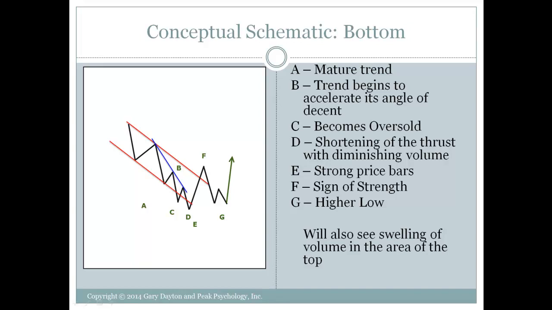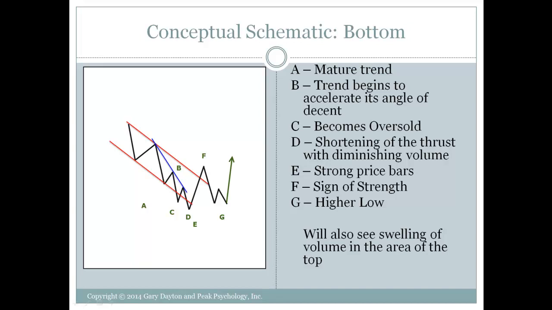Again, we have a mature trend. We're not just breaking out from a trading range, which is indicative of the beginning of a trend, not the end of a trend. So we have to have a mature trend, and the trend begins again to accelerate its angle of descent. It becomes oversold. This is just a mirror image of the top. Things in the market are generally mirror images of one another.